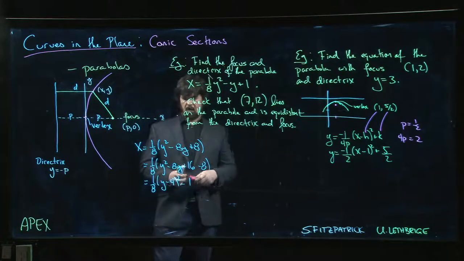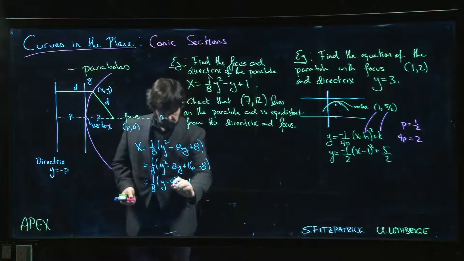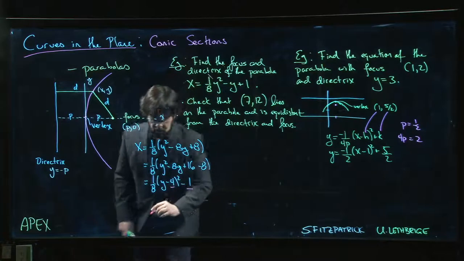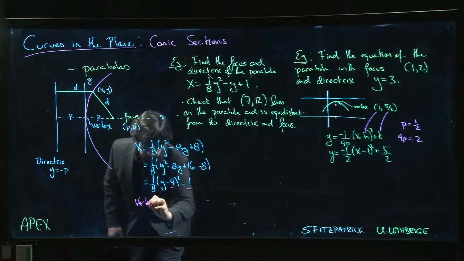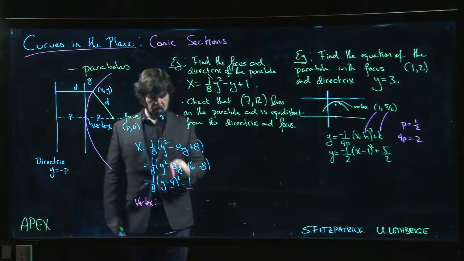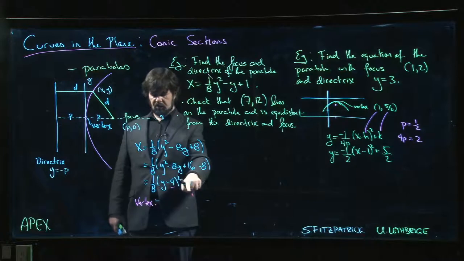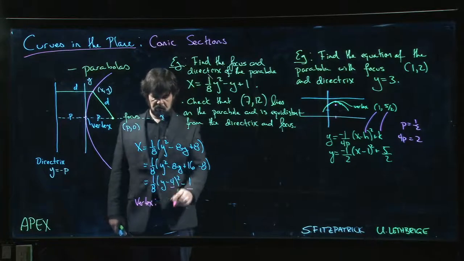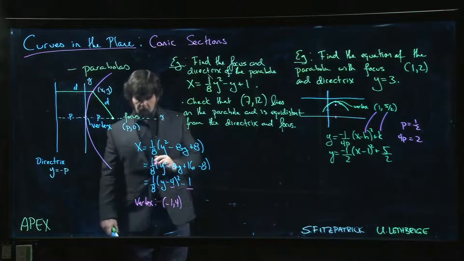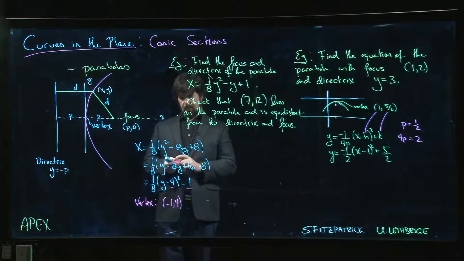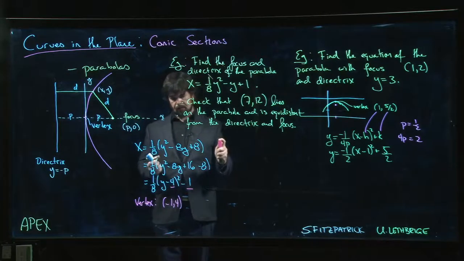So that means, looking at this, I know that the vertex, when y is equal to 4, x is equal to minus 1. So the vertex is at minus 1, 4. Okay, so we've got that.